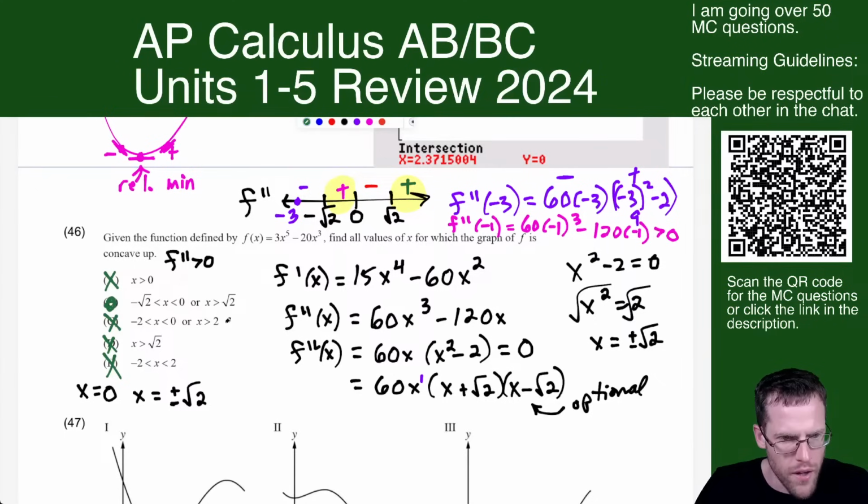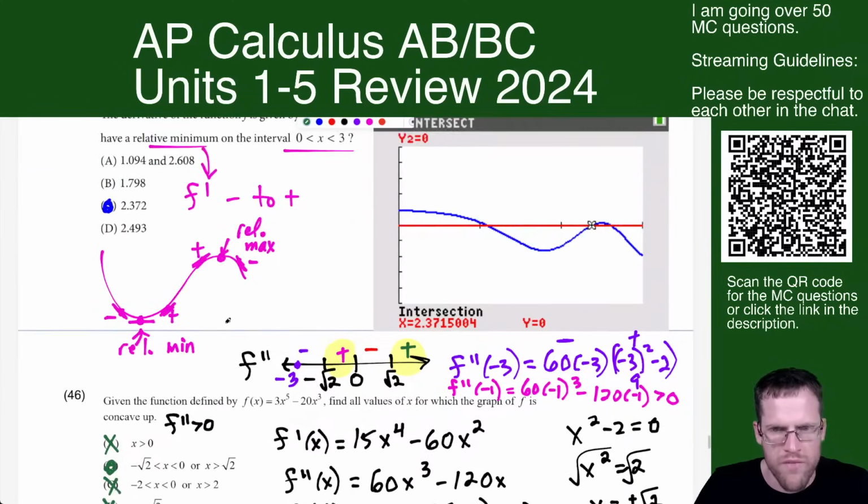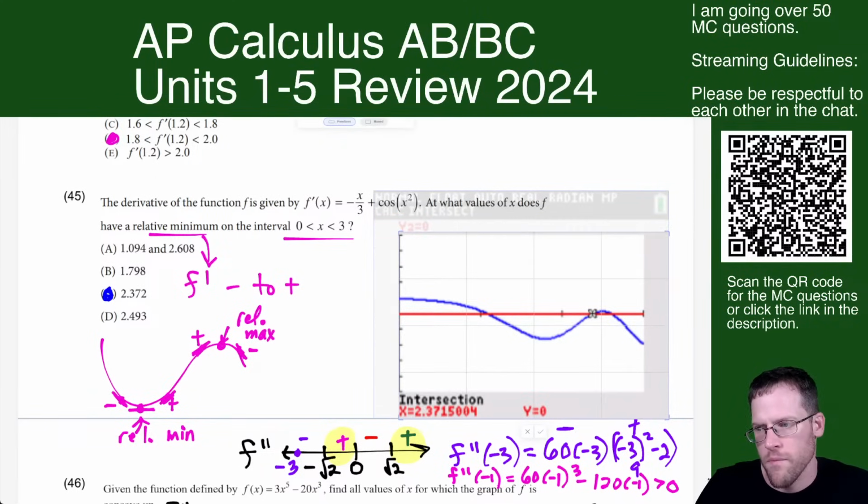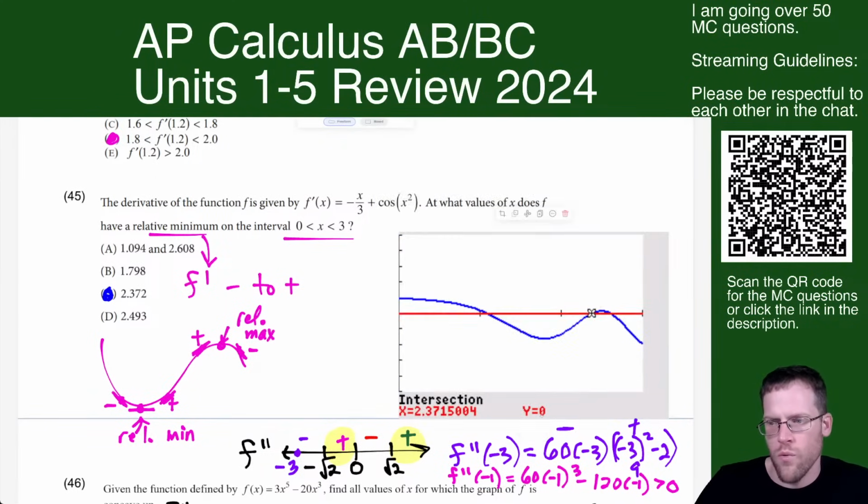I don't really get 45. Do you have to derive f prime of x? No, you don't have to derive because the relative minimum is where f prime goes from positive to negative. And they already gave us f prime.